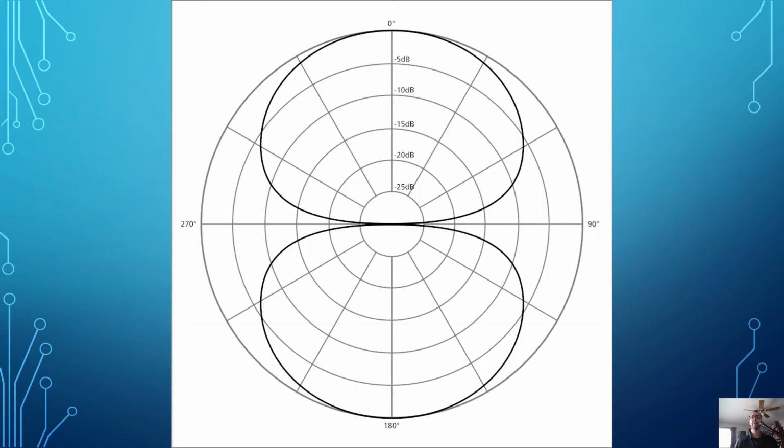And here is a picture of the figure 8. You can see I've got a lobe pointing up to 0 and another lobe going down to 180. But it's pretty good at rejecting the sides at 90 degrees and 270 degrees, which makes it a really, really nice choice, again, for amplifier work.